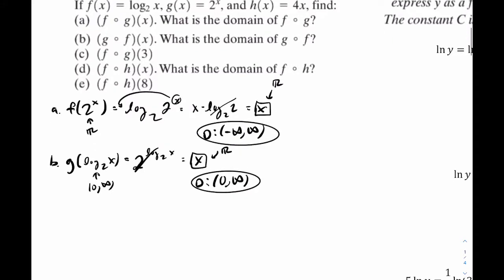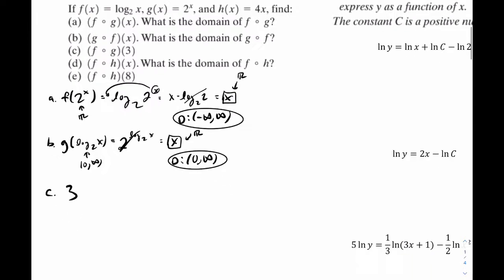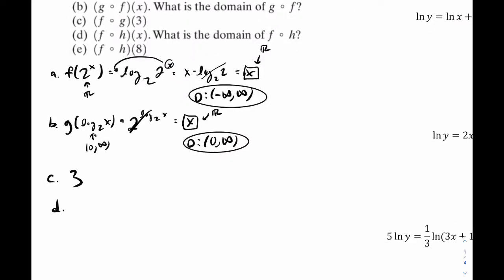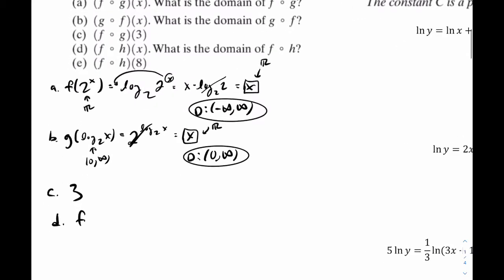Okay, let's go to part C. F of g of 3. So plug in 3 to A, and I can see that would just be 3. If you plug in 3 right here, you just get 3 back. Not too hard. Letter D, f of h. So h is 4x.